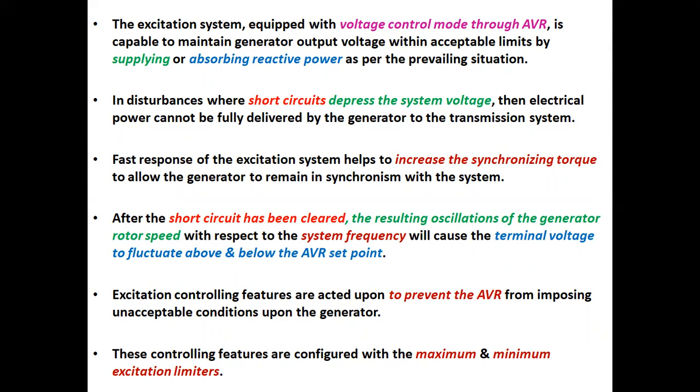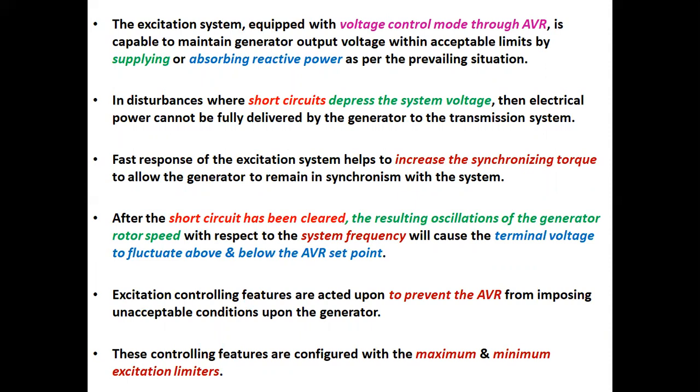In disturbances where short circuits depress the system voltage, electrical power cannot be fully delivered by the generator to the transmission system. Fast response of the excitation system helps to increase the synchronizing torque to allow the generator to remain in synchronism with the system.